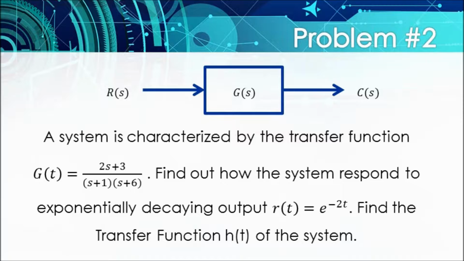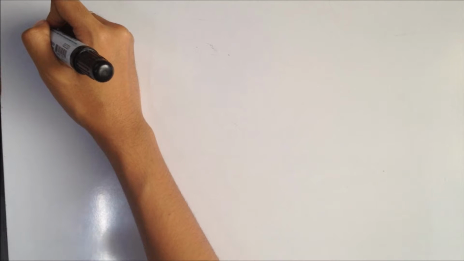For our second problem, we can refer to the figure shown. A system is characterized by the transfer function g of s equals 2s plus 3 all over quantity of s plus 1 multiplied by the quantity s plus 6. Find out how the system responds to exponentially decaying input r of t equals e raised to negative 2t. Find the transfer function h of t of the system.